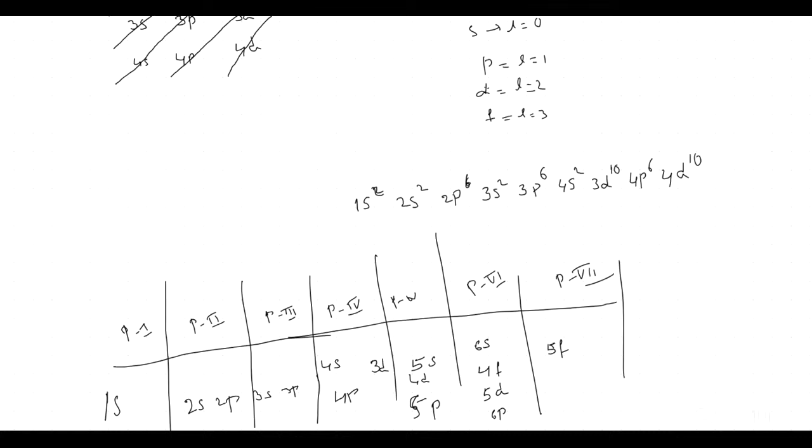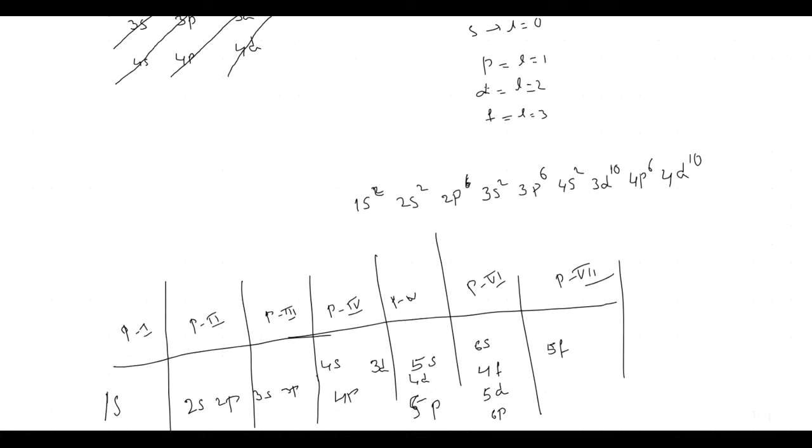Next one is 3s, 3p. Next period is 4s, 3d, 4p. Next one is 5s, 4d, 5p. Next one is 6s. After 6s, next one whatever will come, 4f. Next one it will come 5d. Next one it will come 6p.